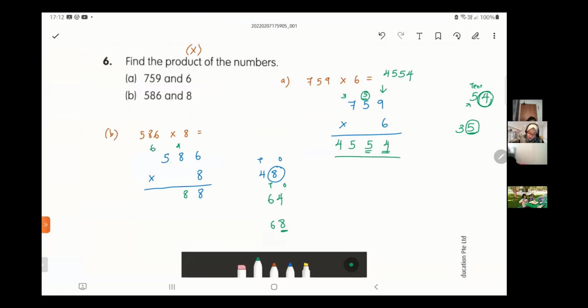Okay, next 5 times 8 is 40. 40 plus 6 is 46. No more number, just put it there. 4, 6, 8, 8. And that is your answer. 4,688. Okay.